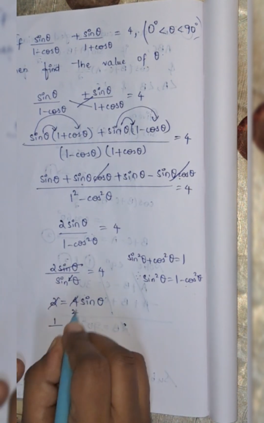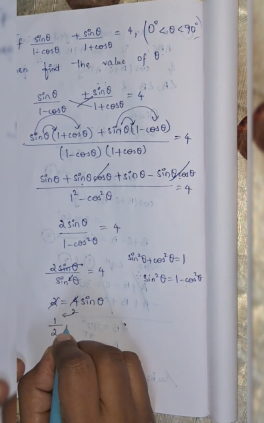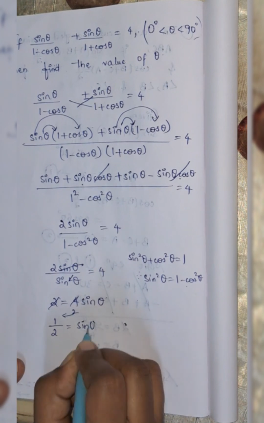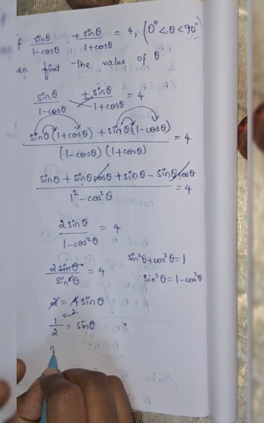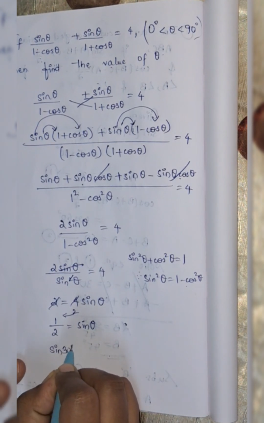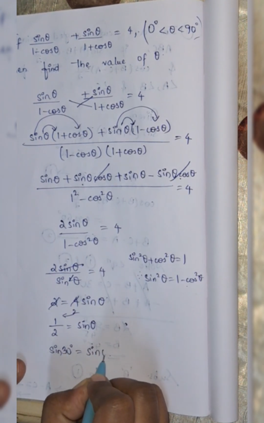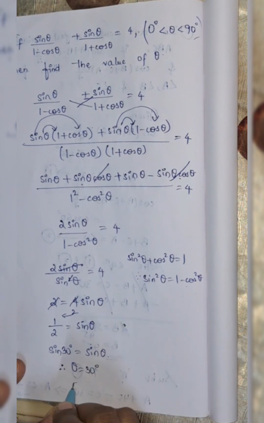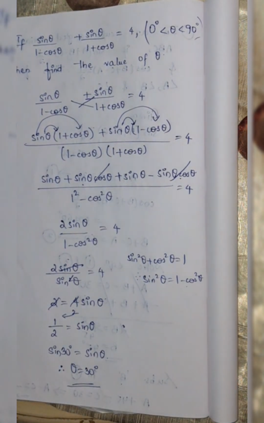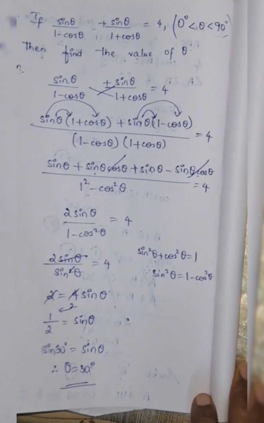So this can be written as 1/2. I am taking this side, so 1 by 2 is equal to sine theta. What is theta for 1 by 2 in case of sine? Sine 30. Sine 30 is equal to sine theta. So therefore the value of theta is 30 degrees. This is our answer. Let us do the next question.